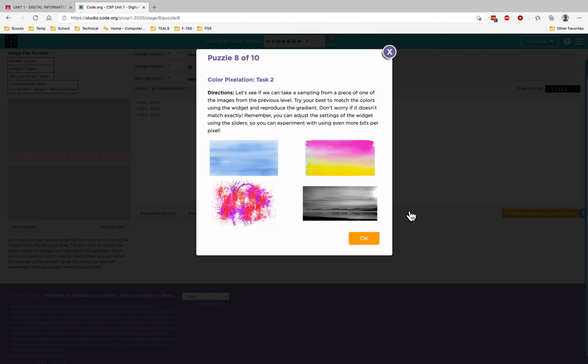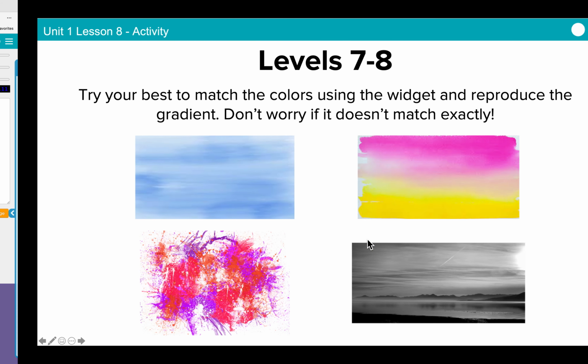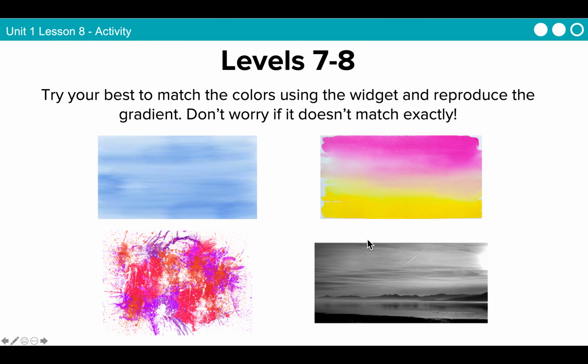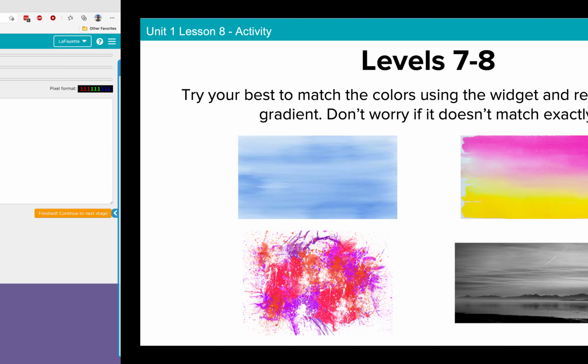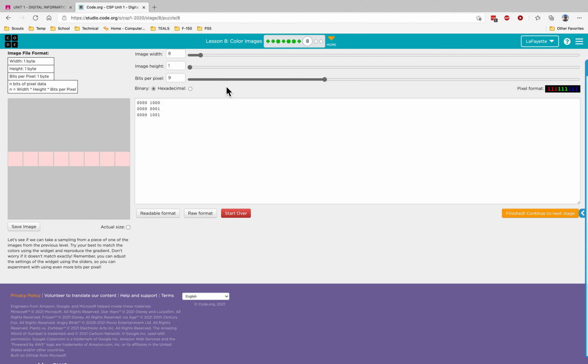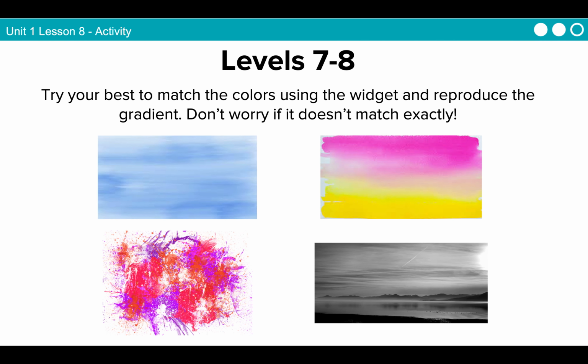All right, where are our images here? Go ahead and pick a sample of one of these. Here we're currently set to 9 bits per pixel, so that's 3 bits for red, 3 bits for green, 3 bits for blue. You can increase that if you want. You can increase your image width and your image height as well to increase the sampling size of the image. So go ahead and have a play with that. Pick one of these, then pause the video and come back once you've done that.